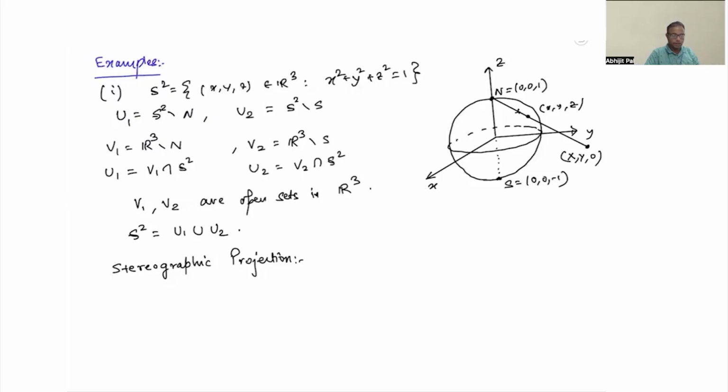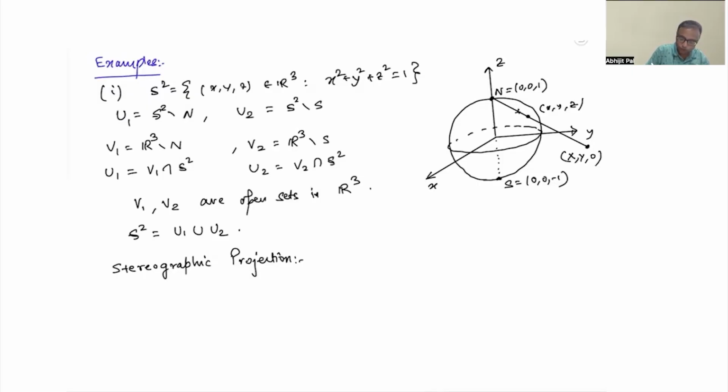Okay. So now, what will be my coordinates of this point, capital X and capital Y, in terms of this small x, y, z? This is called stereographic projection. Okay, so you are projecting from the point North Pole.